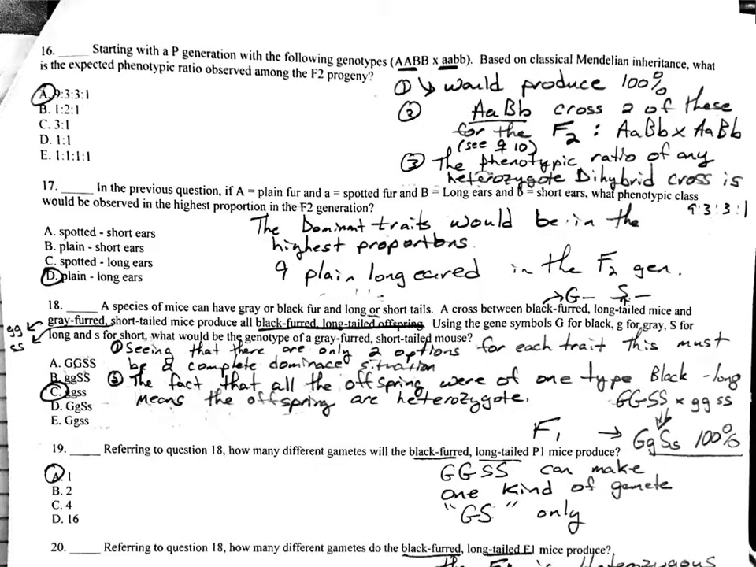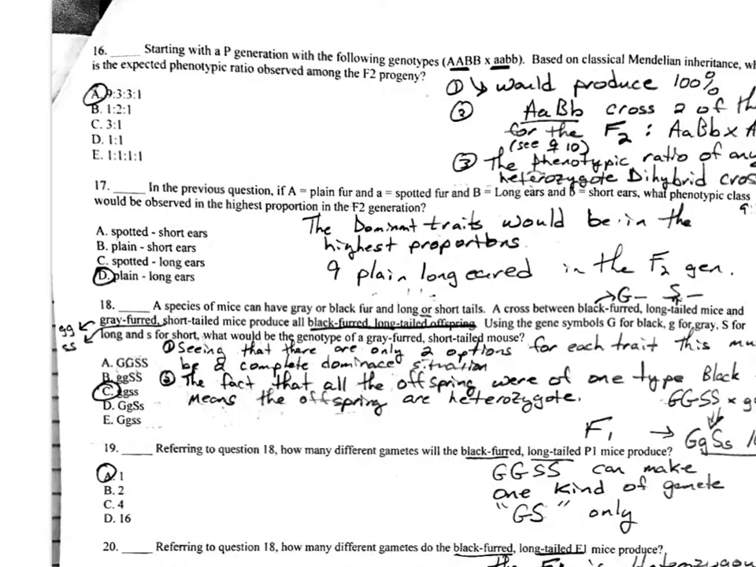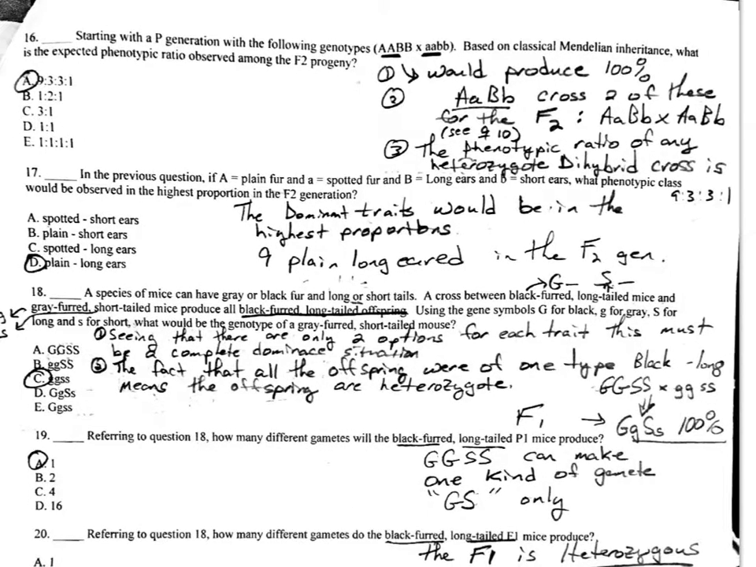Now we're getting a little more into the rules, starting with the parental generation with the following genotypes. So now you have 2 of these genotypes based on classic Mendelian inheritance. What's the expected phenotypic ratio among the F2 progeny? This would produce 100% heterozygotes. Do you see that? These are 2 homozygotes mating. The F1 would be completely heterozygous. But look at what they're asking. They did it to you again.